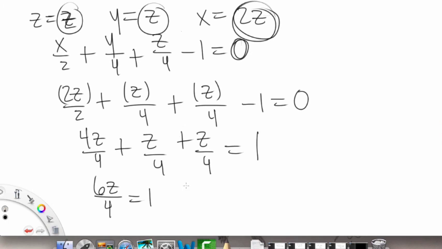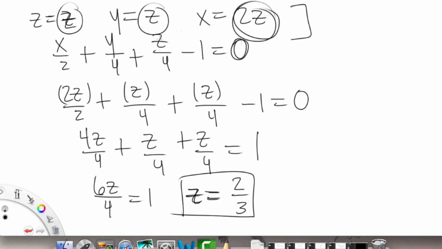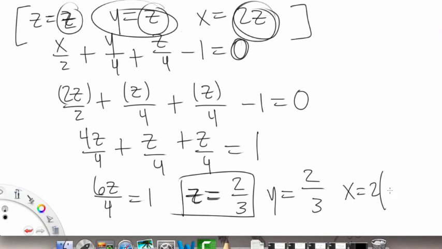So if we multiply by the reciprocal, we get z is equal to 4 over 6, which is the same thing as 2 over 3. Okay, so now we found that z equals 2 over 3, so we found one of those values. That's good. And now we can go back to these relations up here, and we know that y is equal to z, so y also must be equal to 2 over 3. And we know that x is equal to 2 times whatever z is. So 2 times 2 over 3, so that would be a 4 over 3.